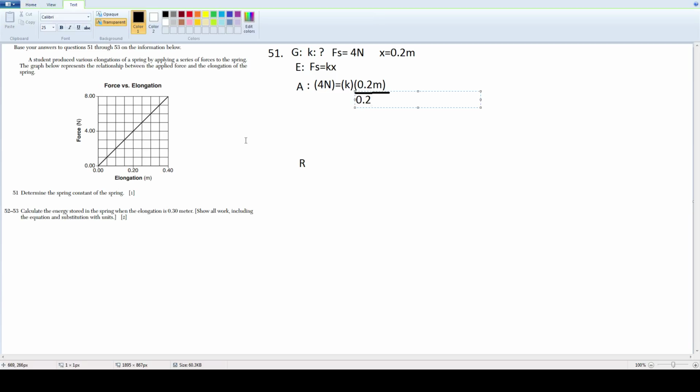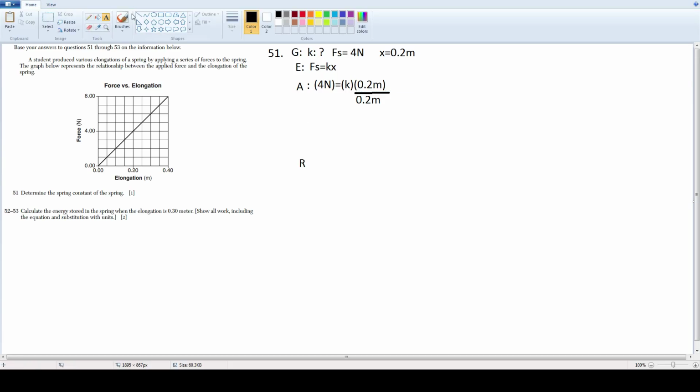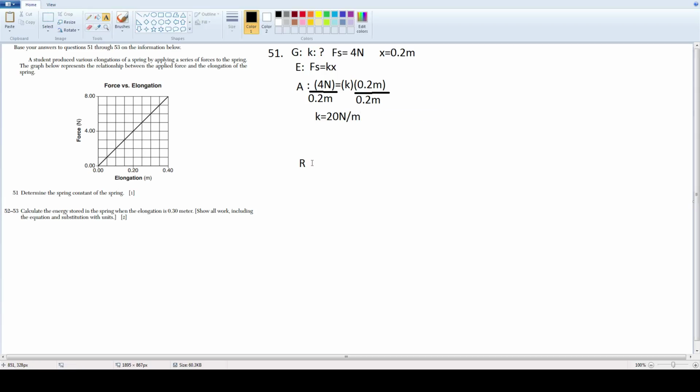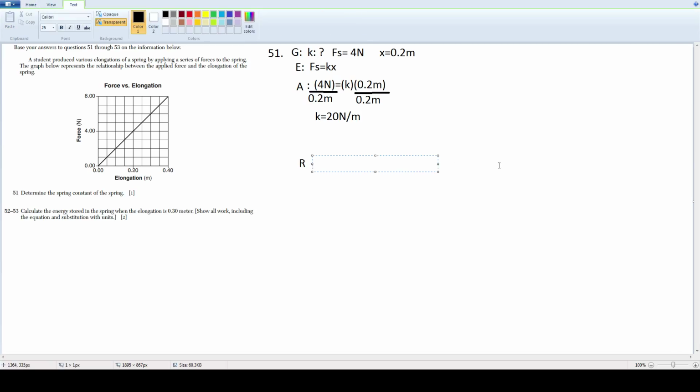And that's going to give you k equals 20 newtons per meter. And we can go ahead and put that in the Solution part of our GERS method. So k, or the spring constant, is equal to 20 newtons per meter.